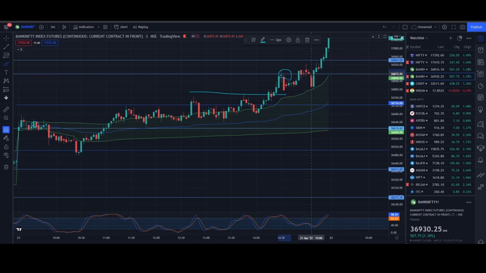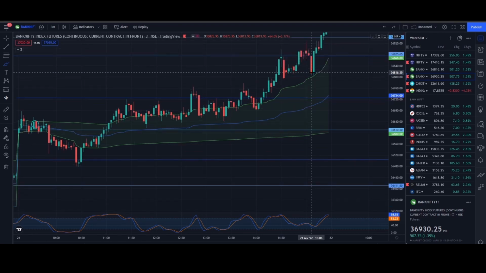Then again it went up and it took a reversal from exactly 36,875. It went up again, but this is how you are sure that the pivot points you have taken are really good for your trading. And one more thing you need to understand is that we use VWAP with one standard deviation. This chart and the indicators that you are looking at are VWAP with one standard deviation.